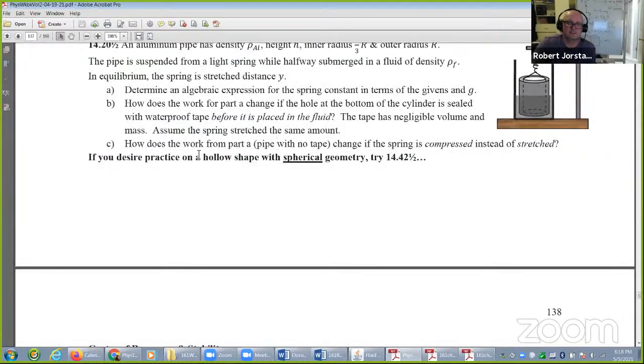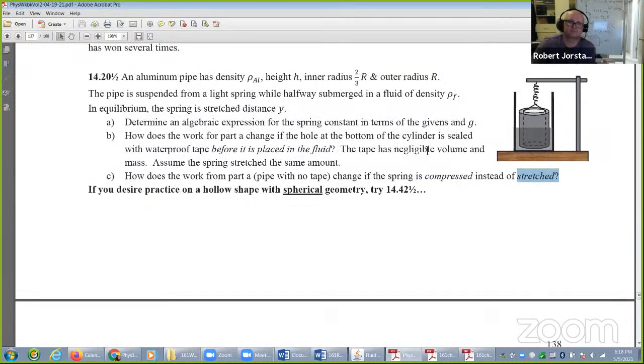Now it says part C. How does the work from part A change if the spring is compressed instead of stretched? The volume displaced would be less, wouldn't it? Well, we're still going to assume everything else is the same, including this distance. So let's say it's compressed distance Y and it's still in equilibrium.